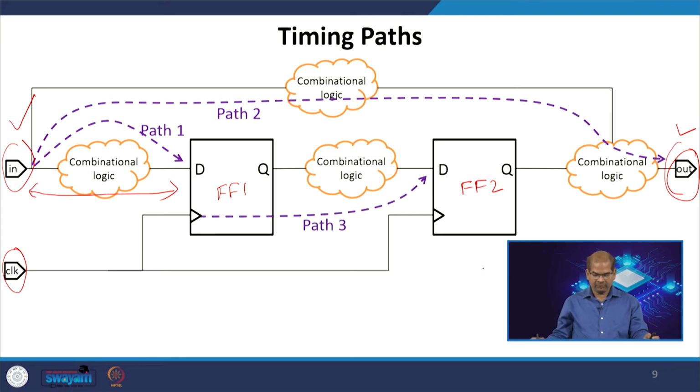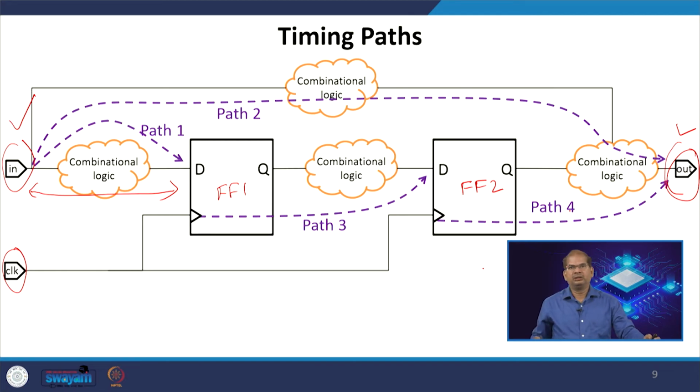Then I have one more path between the flip flop 1 to the D pin of the flip flop 2. This is another path, path 3. Then you have flip flop 2 to the output, that is the path 4. So, there are several paths inside an actual circuit. This is an example of different paths inside actual circuits.